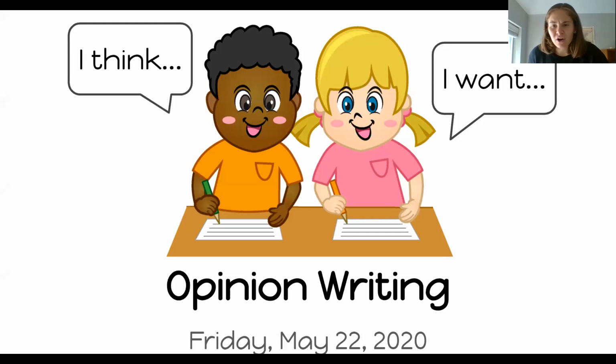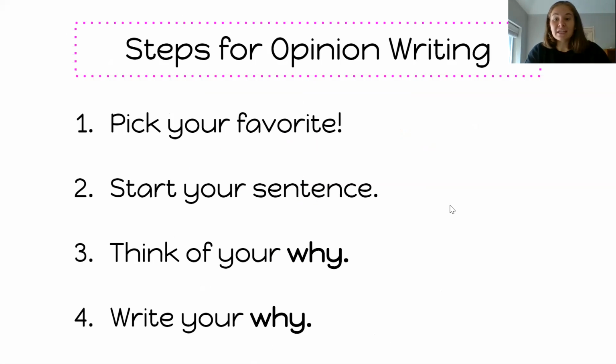Remember that when we write our opinion, usually we use words like I think, or I like, or I want, right? Because we're writing stuff about ourselves. Now, when we write about opinions, we're going to follow 4 steps. So check it out. Here are our steps for opinion writing. The first step is going to be pick your favorite, right? You're going to choose what thing you like and what you're going to write about between 2 different things.